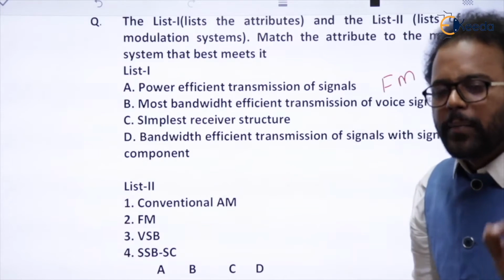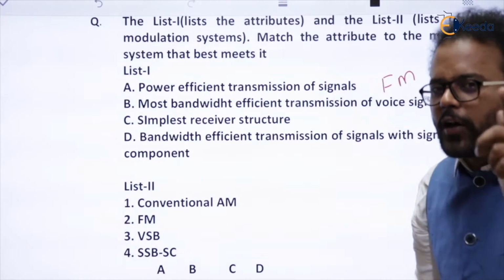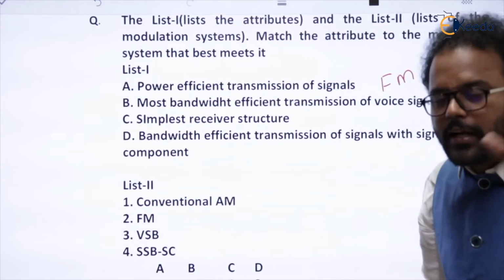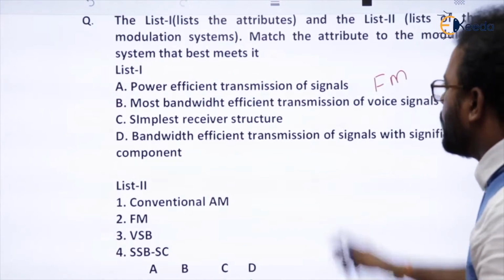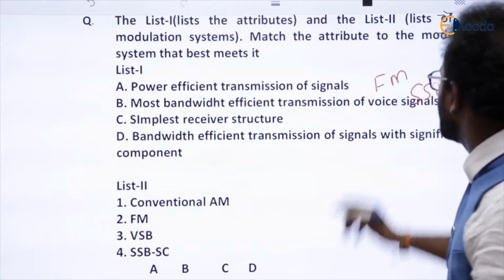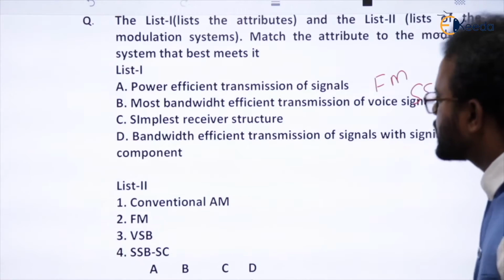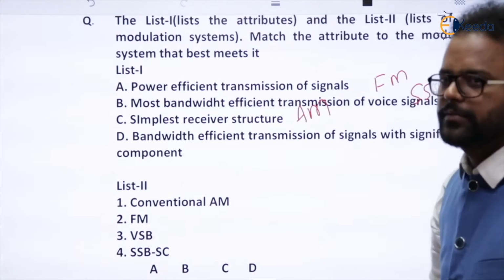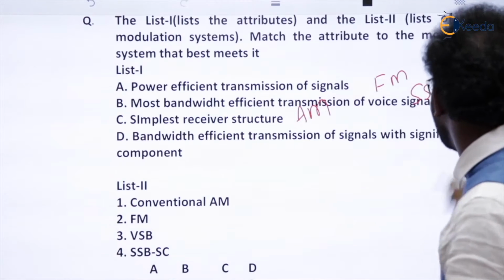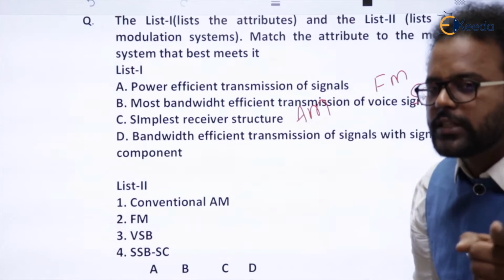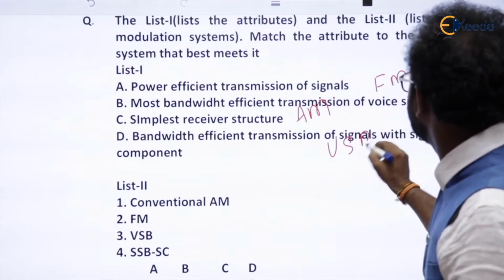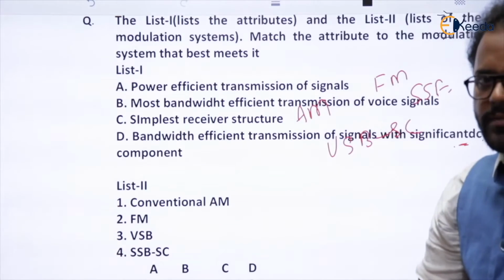Why, sir? Because the power taken by the carrier before modulation, after frequency modulation, is converted into sidebands, but no such technique is going on. Most bandwidth efficient for voice: whenever there is voice, SSBSC modulation, less bandwidth, less power. Simplest receiver: amplitude modulation, envelope detector. Bandwidth efficient with significant DC component: DC means zero. Which signal has zero frequency? Video. Whenever video, VSB. I think you can match the options.